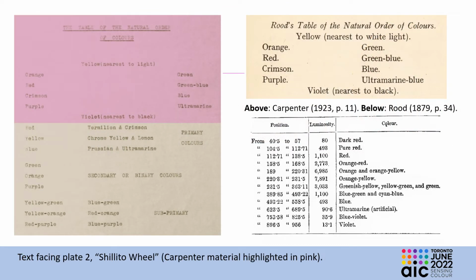The lower part of the facing text page repeats the colours of the Shillito Wheel, while the upper part is a table from Carpenter labelled Rood's Table of the Natural Order of Colours. The table from Ogden Rood's Modern Chromatics of 1879 that seems to be the basis of Carpenter's concept of the natural order of colours is shown lower right.